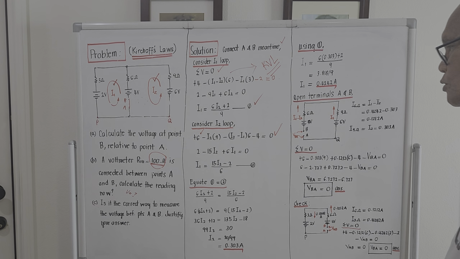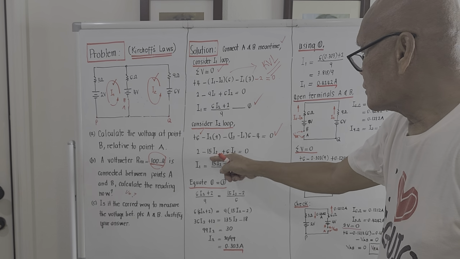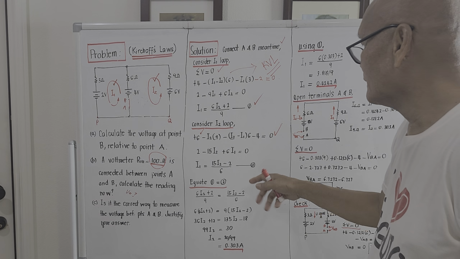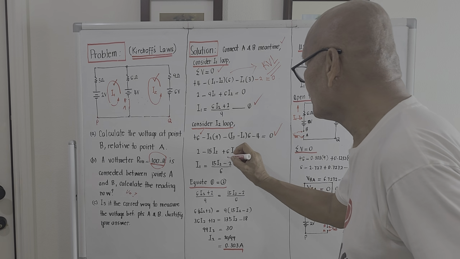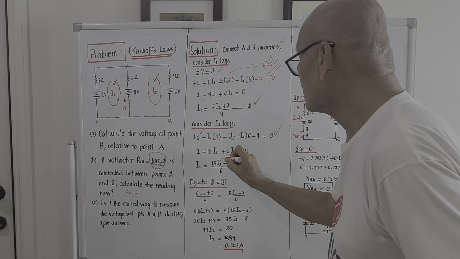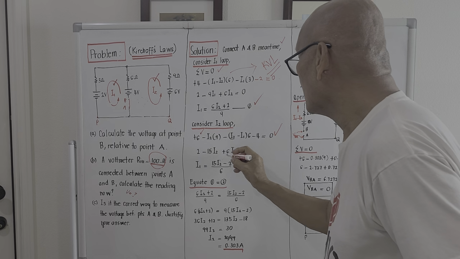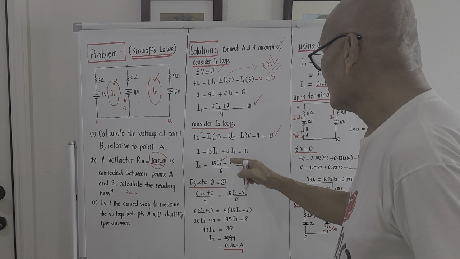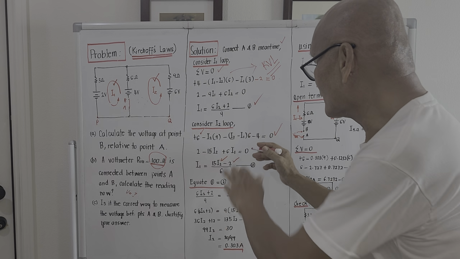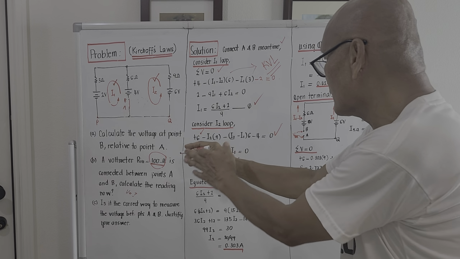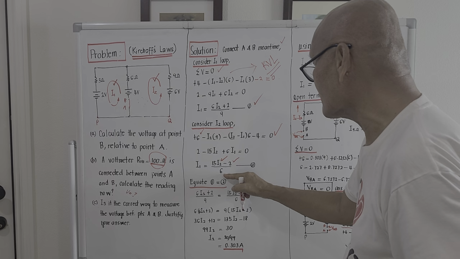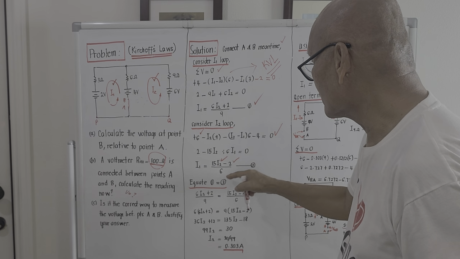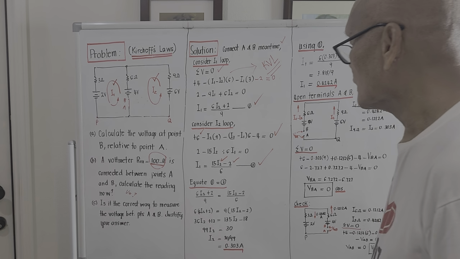Again, computing for I sub 1, we transpose this one to the right, so this will now be a plus. We transpose this to the right, it will be minus. 6 I sub 1 remains on the left. So to compute for I sub 1, we divide all terms by 6. So I sub 1 now will be (15 I sub 2 minus 2) over 6, and that will be equation number 2.